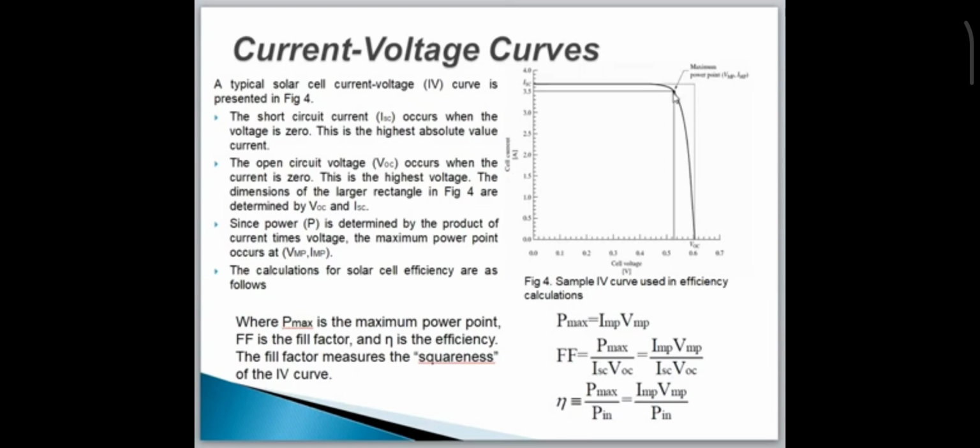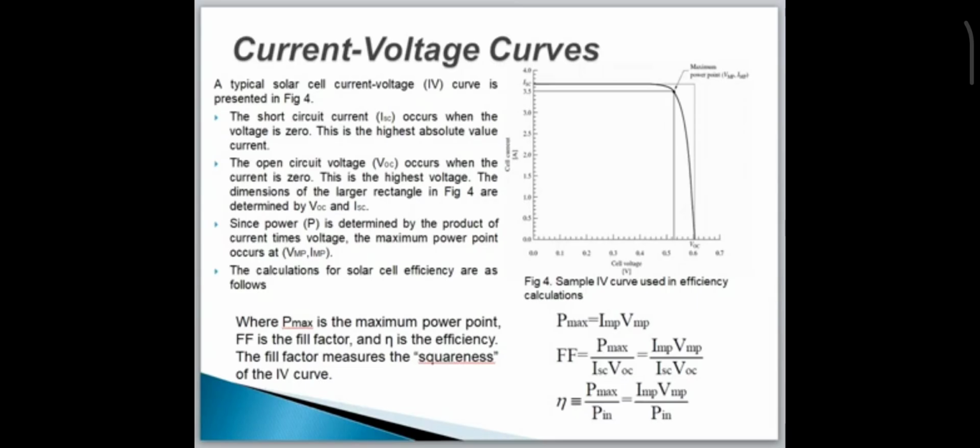The calculation of the solar cell efficiency is as follows. The maximum power in the solar cell is given by IMP and VMP. This is the Q point, the operating point, or maximum power point. You can find the maximum power in the single junction solar cell. This is the graph of the anode current and the cell voltage for the single junction solar cell. If you are using a multi-junction solar cell, you will find a number of graphs having different band gaps. I will discuss the multi-junctions in the next slides.